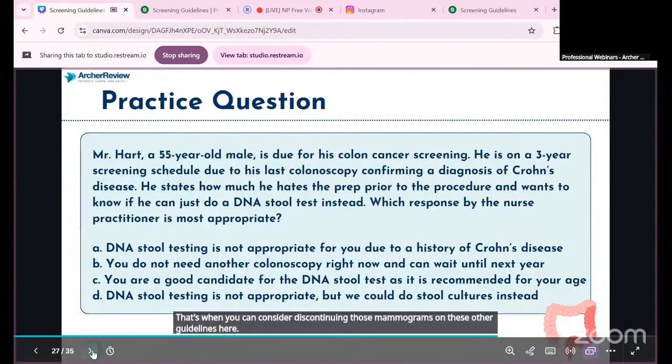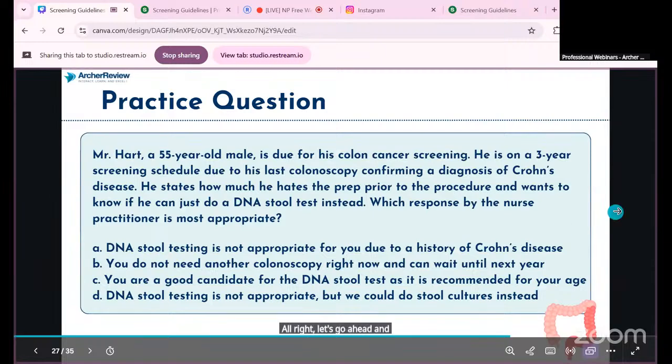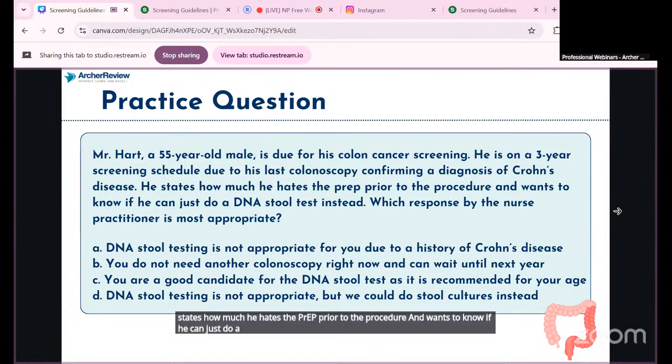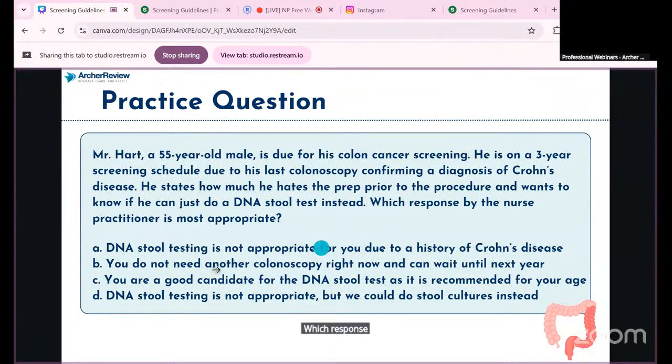All right, let's go ahead and take a look here. A practice question for you. Mr. Hart is 55 years old. He's due for his colon cancer screening. He's on a 3-year screening schedule due to his last colonoscopy confirming a diagnosis of Crohn's disease. He states how much he hates the prep prior to the procedure and wants to know if he can just do a DNA stool test instead. Which response by the nurse practitioner is most appropriate?